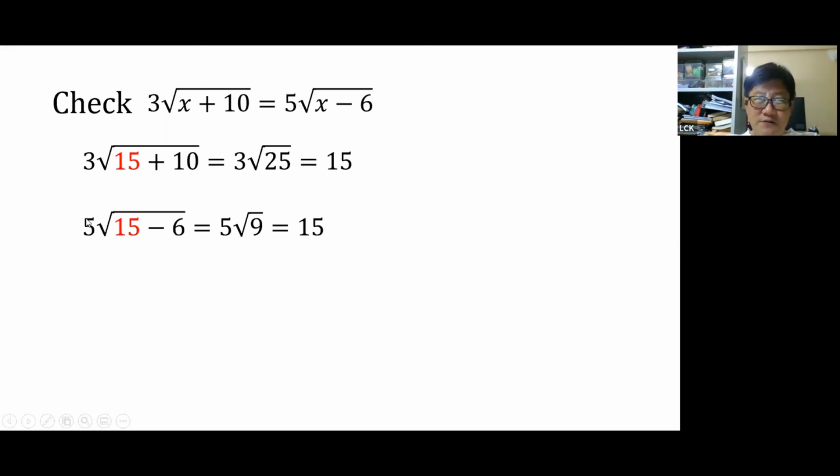So right side is 5. This is 15 minus 6. 15 minus 6 is a 9. So square root of 9, you get a 3. So 5 times 3, you get a 15. Left side over here, right side over here, they are both equal. And so your answer checks out. x equals 15 is the solution.